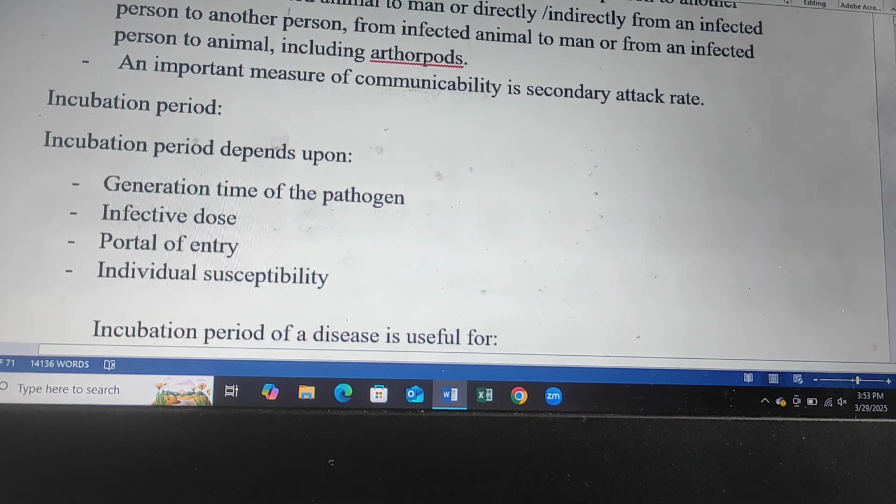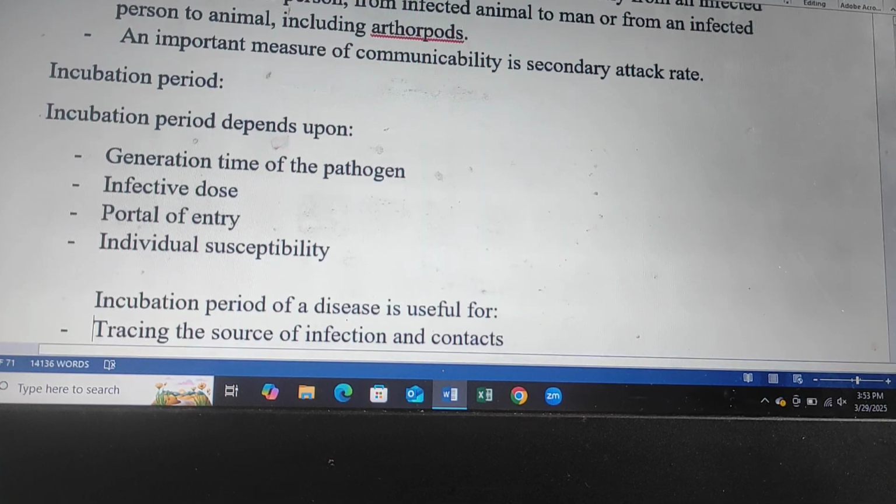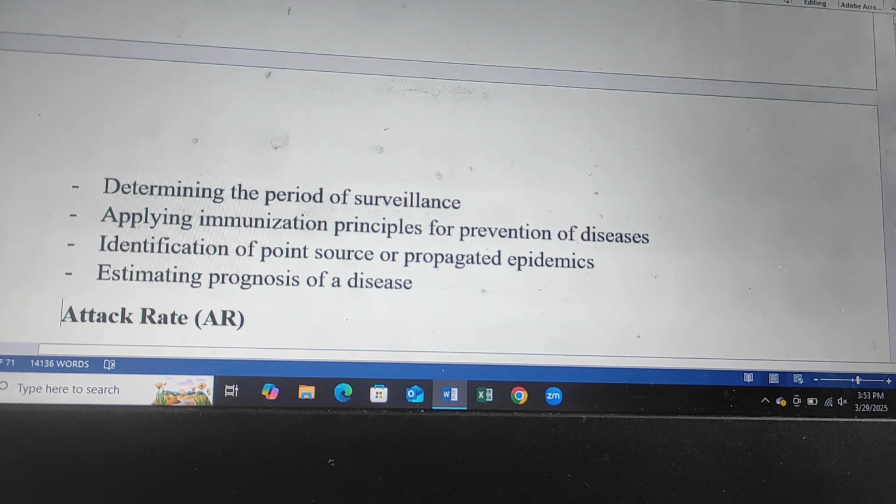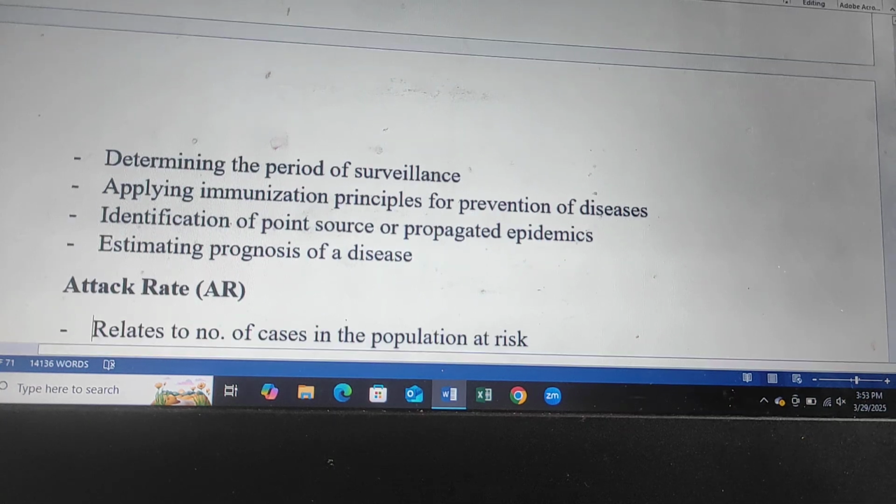Incubation period depends upon the generation time of a pathogen, infective dose, portal of entry, and individual susceptibility. Incubation period of a disease is useful for tracing the source of infection and contacts, determining the period of surveillance, applying immunization principles for prevention of diseases, identification of point source or propagated epidemic, and estimating prognosis of a disease.